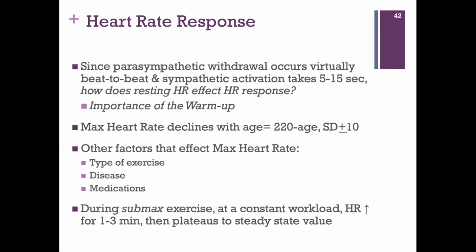Since the parasympathetic system withdrawal can occur literally beat by beat, as soon as we start to sense this drop in pressure, we can withdraw that vagus nerve, withdraw the parasympathetic activity in order to increase that heart rate. But the sympathetic system, mostly operating off of our hormones, takes a longer period of time for us to be able to upregulate, which means it can sometimes take around 5 to 15 seconds before it actually starts to increase our heart rate, our cardiac output, and our blood pressure.